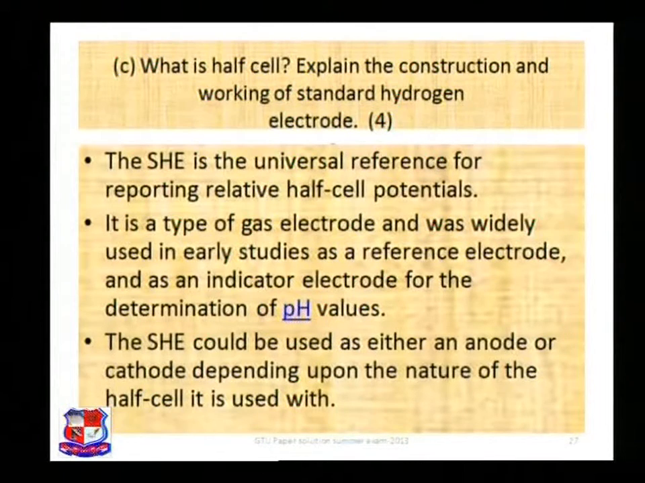You can find out the unknown potential of another cell by connecting it with the standard hydrogen electrode. It is a type of gas electrode and was widely used in early studies as a reference electrode in determining pH values. The standard hydrogen electrode could be used as either an anode or cathode depending upon the nature of the half cell it is used with.